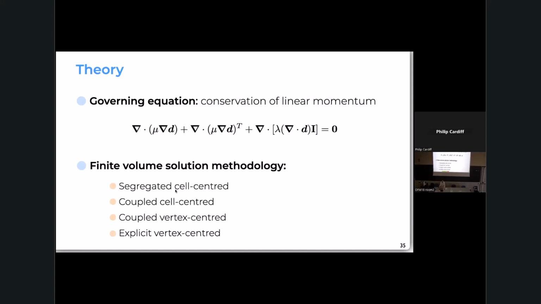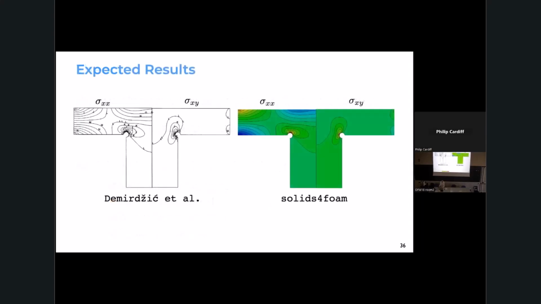There's a bunch of different ways you can solve this in solids4foam. The default approach is this segregated cell-centered solver. Imagine simpleFoam or pimpleFoam, except a solid version of that. But there's also a coupled solver, cell-centered and vertex-centered, and then there's an explicit solver, explicit cell-centered and vertex-centered as well. There are different characteristics to each of these in terms of performance, accuracy, and types of problems you might want to solve. If you take a particular configuration in this reference paper, you can check that you get the same answers as in the benchmark test case, just to check it's working. And you can also look at things like order of accuracy, but I'm not going to do that here.